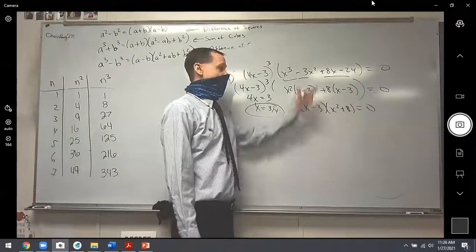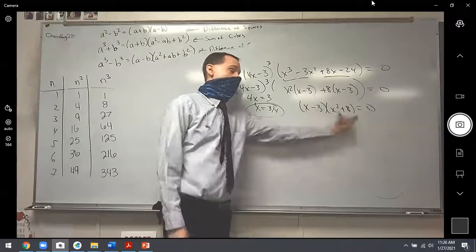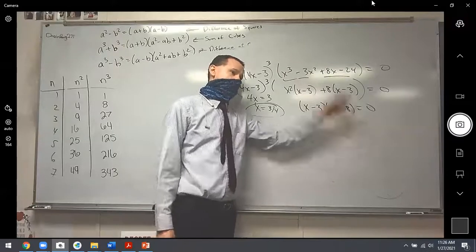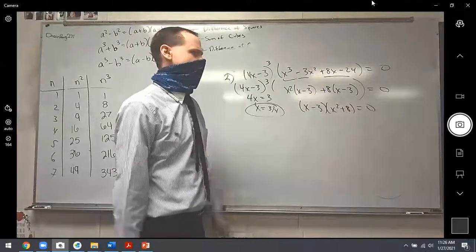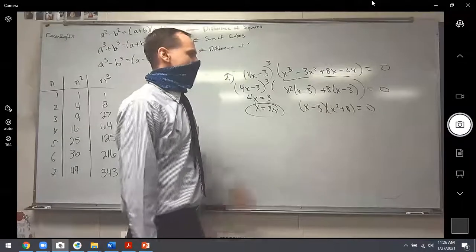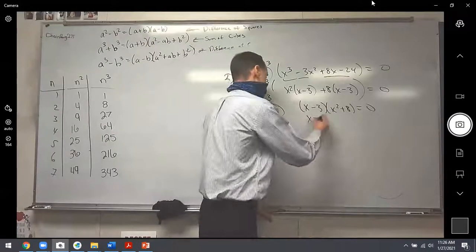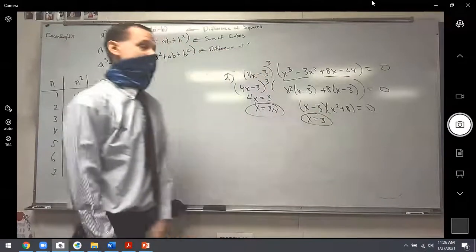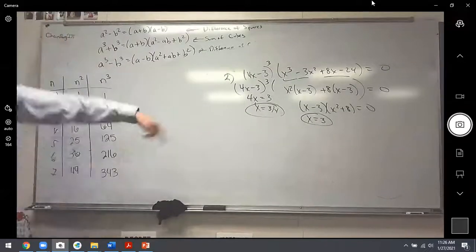You could have taken this divided by x minus 3. Guess what your answer would have been? That right there. So it's just a little faster than doing all that graphing stuff. But looking at this, one of the answers is therefore 3 from that factor, the x minus 3. And the other 2 are inside that quadratic.